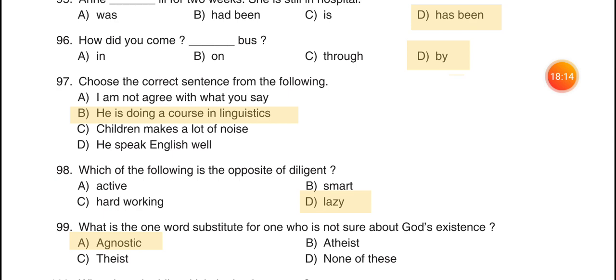97. Choose the correct sentence from the following. I am not agree with what you say. He is doing a course in linguistics. Children makes a lot of noise. He speak English well. Of these, the correct sentence is: He is doing a course in linguistics.